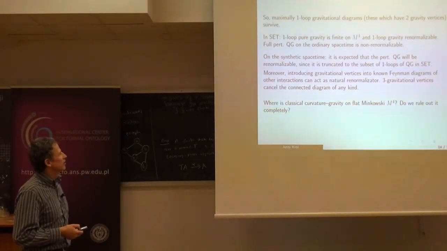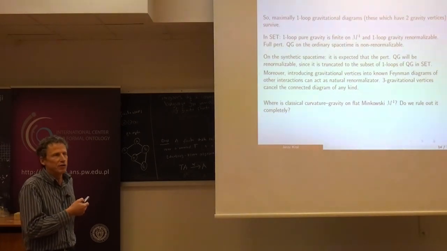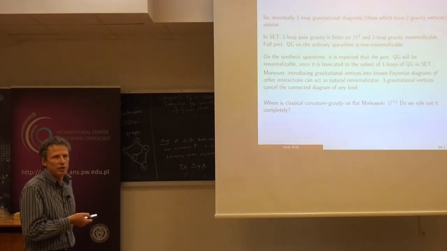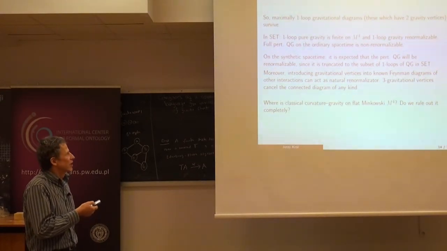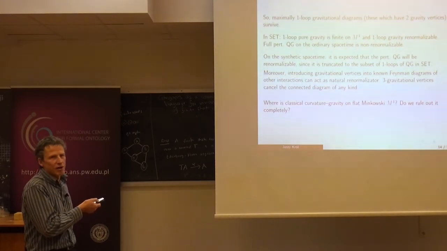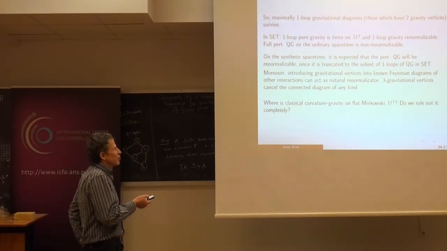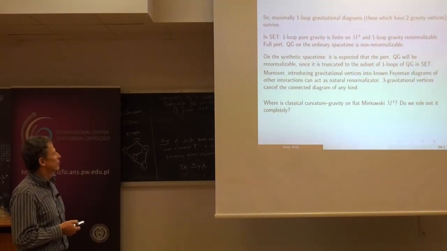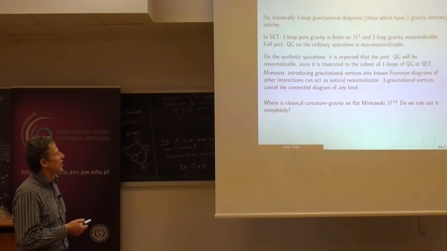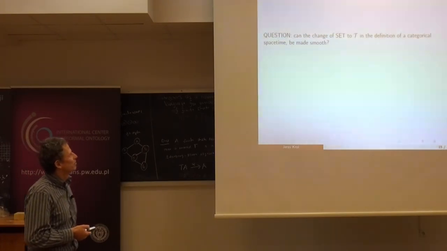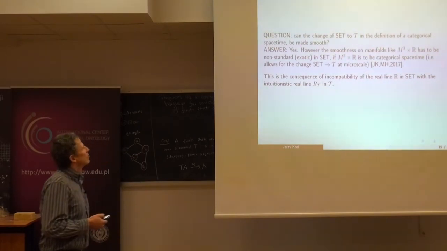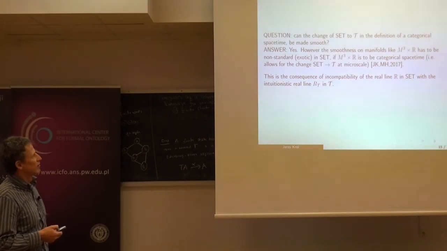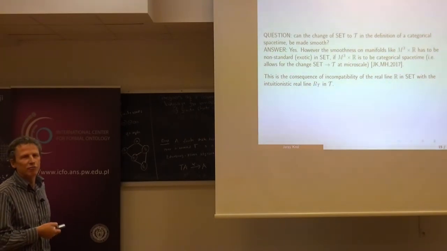Okay, the question is now the following: even if such a theory is renormalized, where is classical gravity in the sense of curvature? Can we rule out such a classical curvature gravity interrelation in our picture? It appears that not. We can recover the curvature, but in a very non-trivial way.